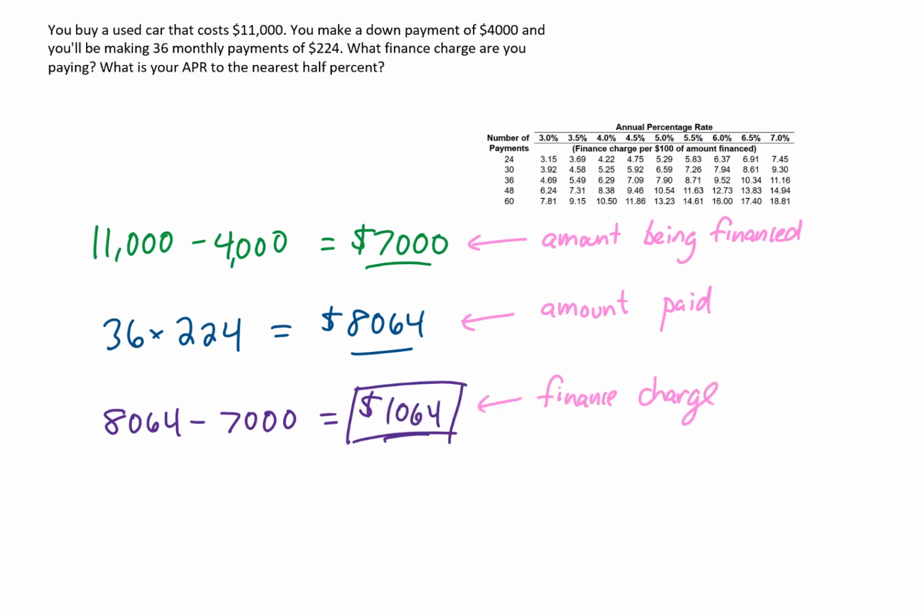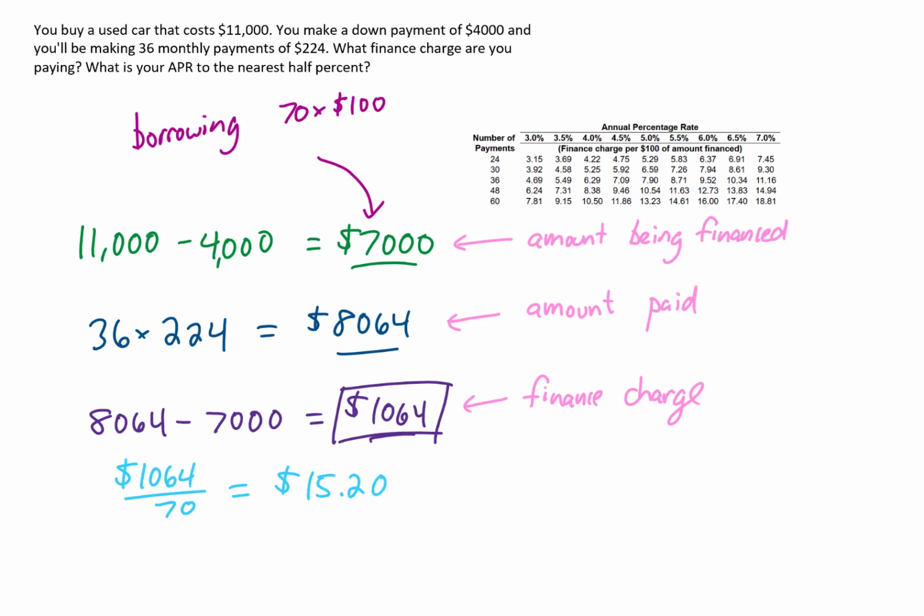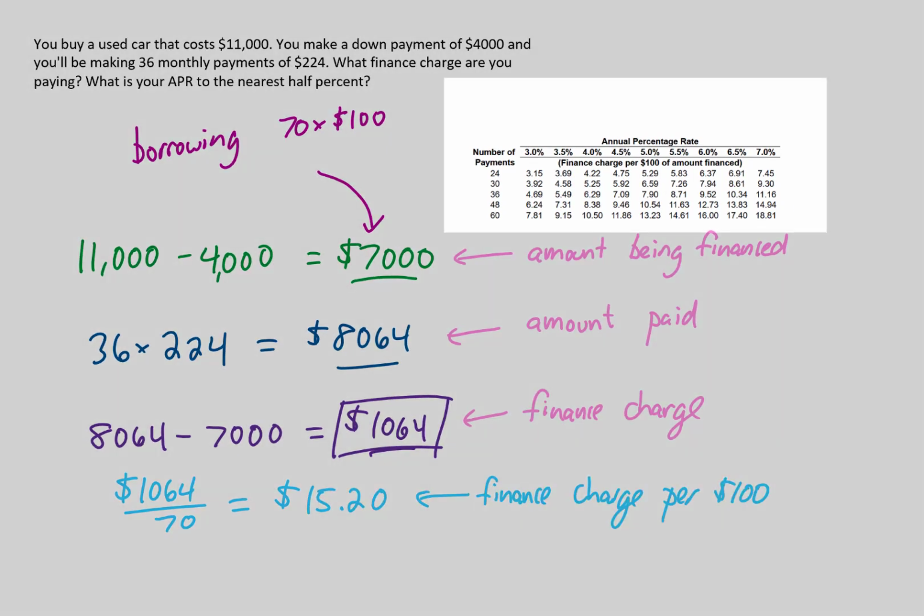If we now want to find your APR, what we need to do is find how much you're paying in finance charges per $100 that you borrowed. Well, we're borrowing $7,000. That is 70 times $100. So if we want to know how much we're paying in finance charges per $100 that we're borrowing, we divide our total finance charges by 70, and that is giving me $15.20.